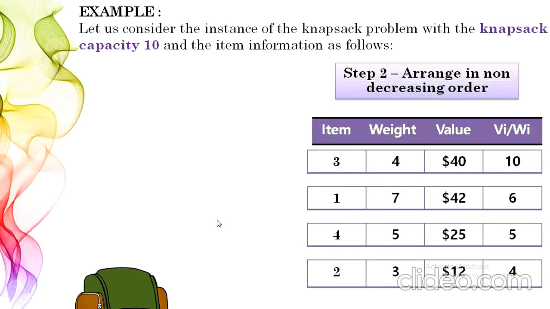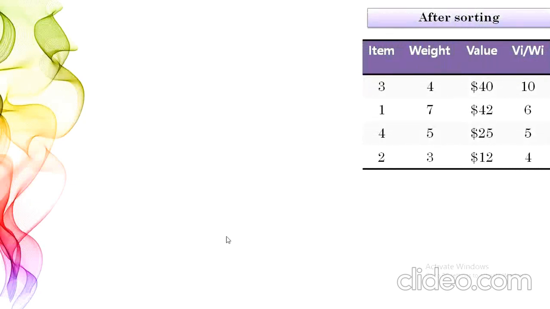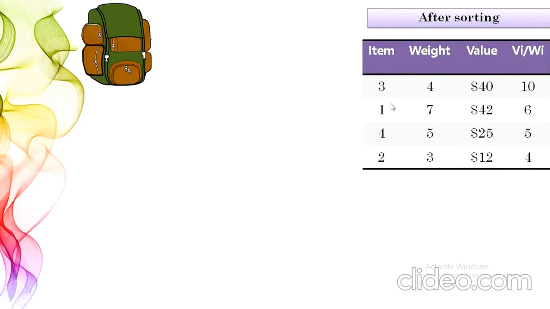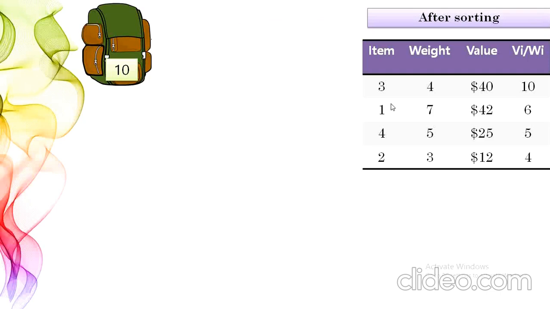Here our maximum capacity is 10. Our objective is to find the most valuable subset of the items. Let's start step by step. Take item 3 and load it into the knapsack bag. The weight of item 3 is 4 and the value corresponding to item 3 is 40. What is the first step? We need to check the capacity against the weight. Here the capacity is 10 and our weight is 4, so the capacity is greater than the weight. No problem, we can load item 3 into the knapsack. Load it.